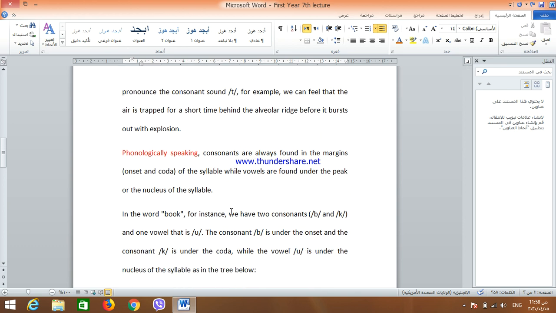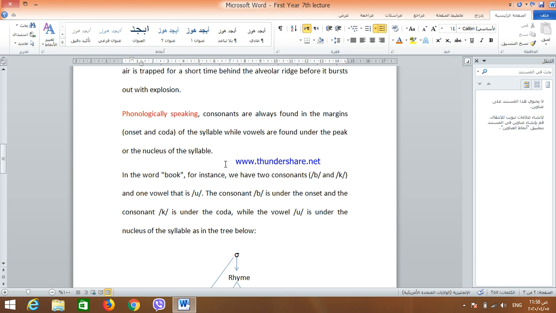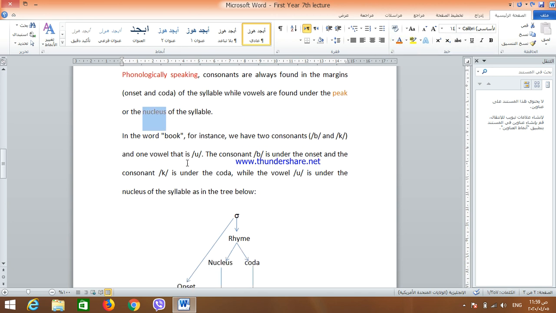Now, we come to phonology. How can we phonologically differentiate between consonants and vowels? Consonants are always found in the margins, that are the onset and the coda of the syllable, while vowels are found under the peak, or sometimes we call it the nucleus of the syllable, the heart of the syllable. Let's take an example. In the word book, for instance, we have two consonants, b and k, and we have one vowel which is u.